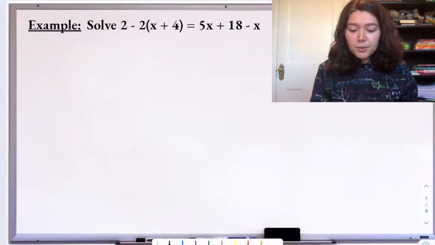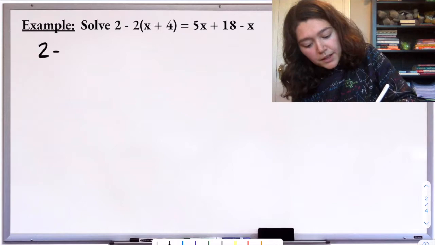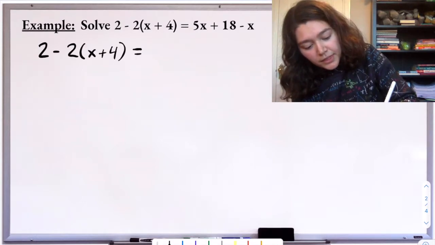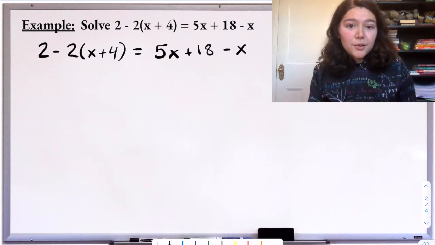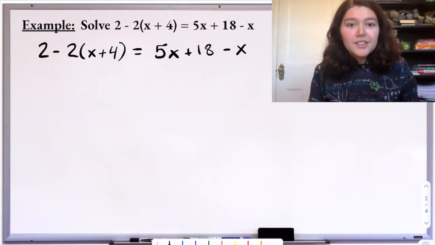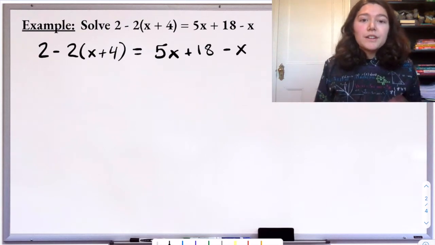So today, let's start with one example. We have this complicated equation: 2 minus the quantity 2 times x plus 4 equals 5x plus 18 minus x. So this is a long, complicated equation. You cannot get the answer in your head, but we can do it as long as we just go through step by step. Okay, so the first thing we want to do, I see parentheses.